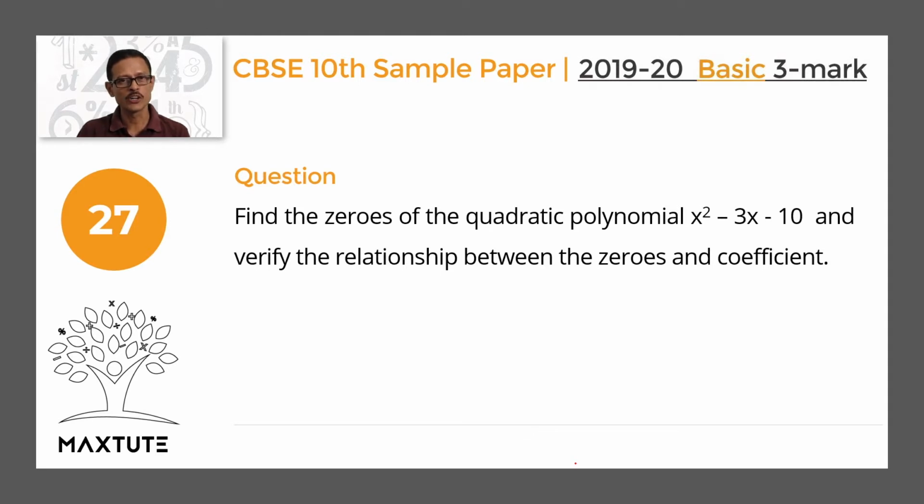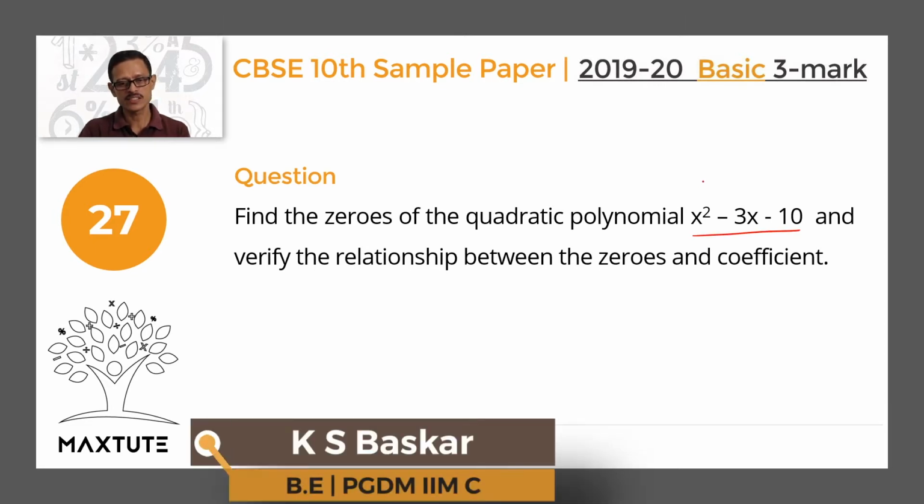It's an easy question from polynomials. Two parts to this question. Part 1. Find the zeros of the quadratic polynomial x square minus 3x minus 10. So we'll have to find the zeros. Part 2. Verify the relation between the zeros and the coefficient.